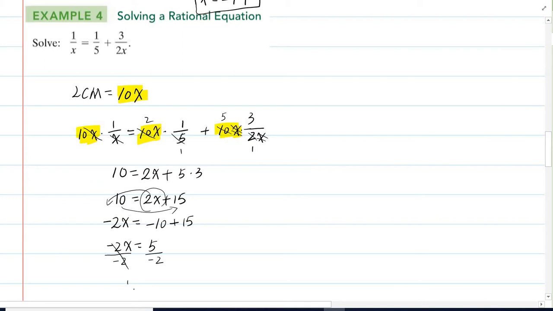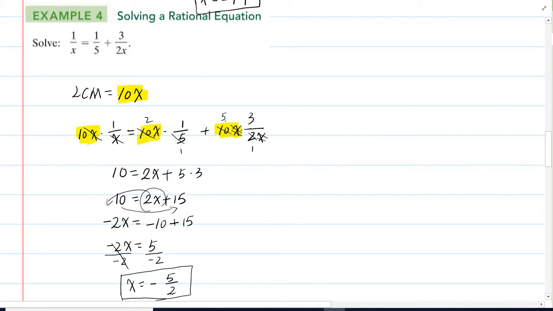What I have left is x equal to negative 5 over 2. Please remember, in this class, I don't need you to simplify this, alright? So that will be good enough for me. So you're just going to write x equal to negative 5 over 2. That is your final answer. Perhaps you can check your answer.